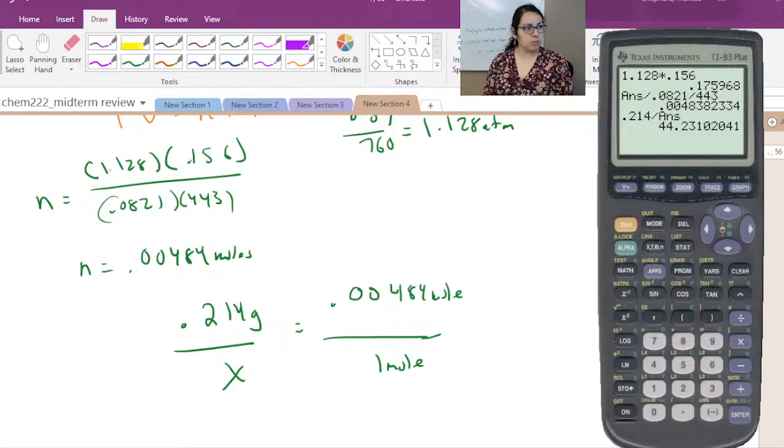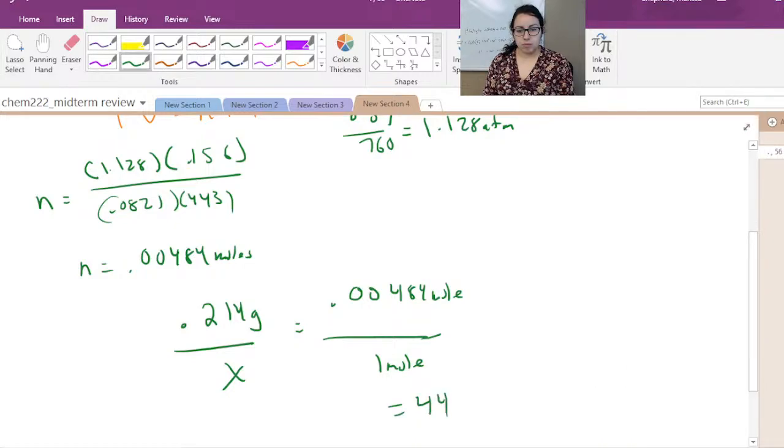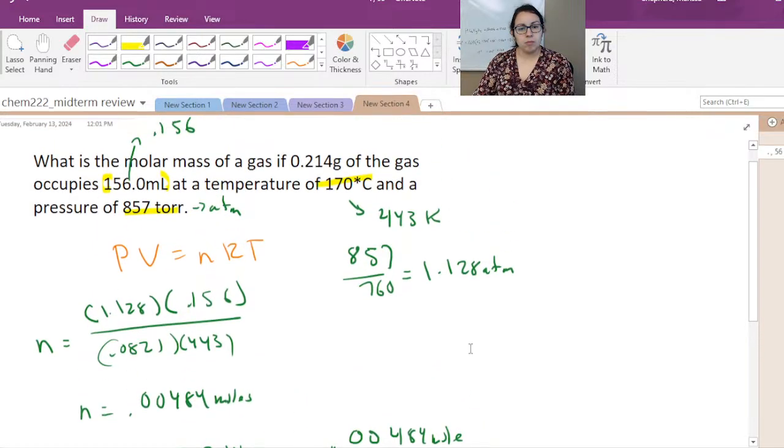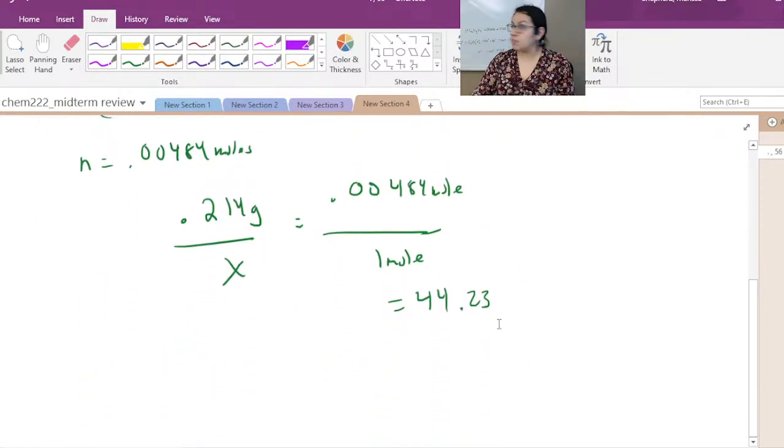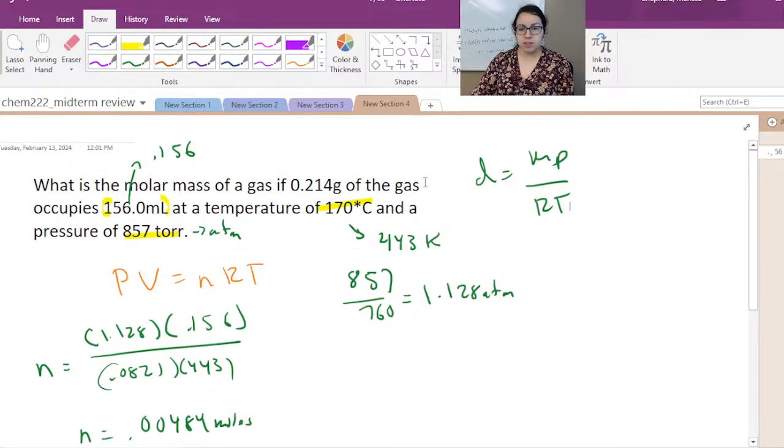I wanted to ask, I got a very similar answer, but I went about it a different way, where I used the density of an ideal gas equation. The density equals MP over RT, and then just used the R value that has to do with torr rather than units of atmospheric pressure. And I got about like 44. Yeah, that works. So there's probably more than one way to solve it. That sounds like a good approach.